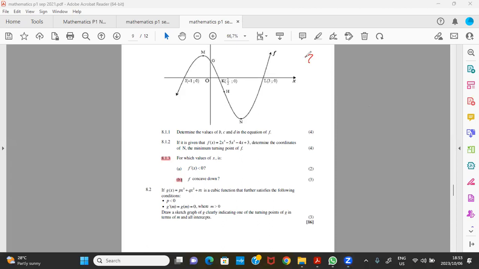8.1.3, number B. Now they say, for which values of x is f concave down. So let's see.